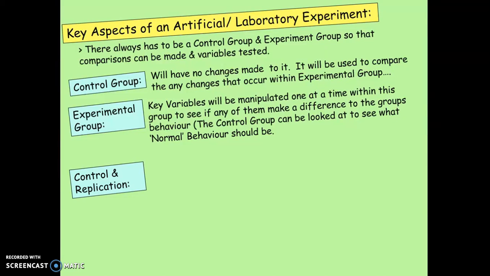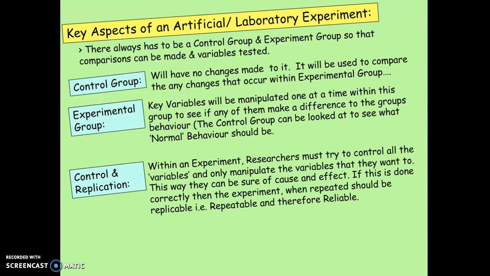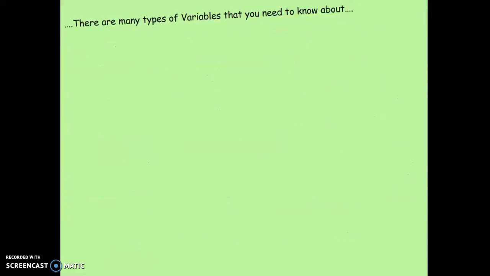Control and replication. Within an experiment, researchers must try and control all the variables and only manipulate the variables that they want to. This way, they can be sure of cause and effect. If this is done correctly, then the experiment, when repeated, should be replicable, i.e., repeatable and therefore reliable. So, what are these variables that keep being mentioned? There are many types of variables that you need to know about.